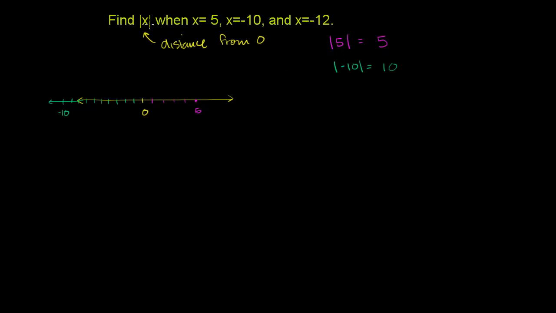The absolute value of x when x is equal to negative 12. So we have the absolute value of negative 12. We don't even have to look at the number line. It's just going to be the positive version of negative 12. It's just going to be equal to 12. And this is just saying that negative 12 is 12 away from 0. And we could draw it over here. This negative 11, negative 12 is right over here. It is 1, 2, 3, 4, 5, 6, 7, 8, 9, 10, 11, 12 away from 0.